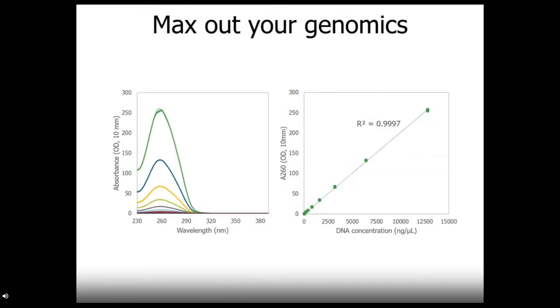And the data shown here demonstrates how Lunatic generates the same amazing results for genomic samples. The highest concentration of DNA in this dilution series was 12.8 micrograms per microliter. The R-squared value for the series showcases the high linearity across the huge dynamic range of Lunatic. So just run your samples at the concentration you're already working with. Don't add in extra dilution steps you don't need.